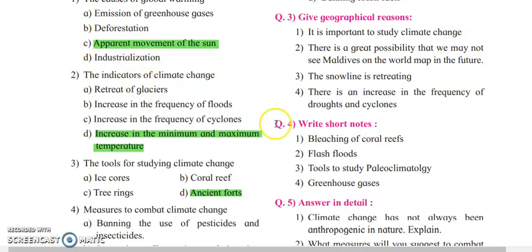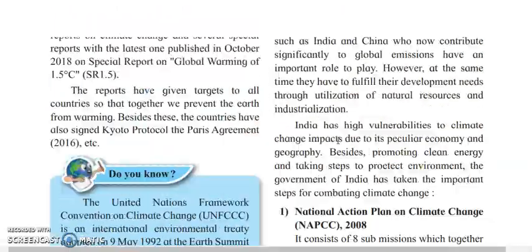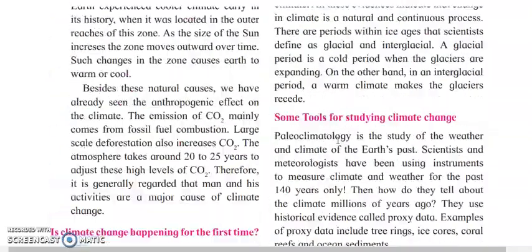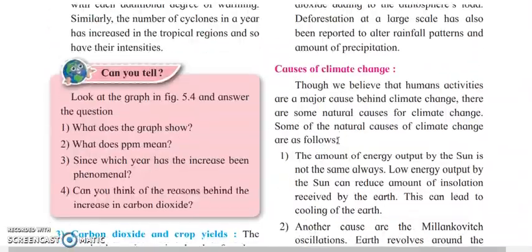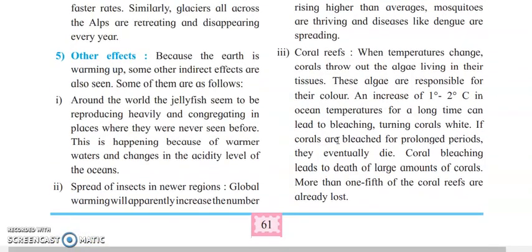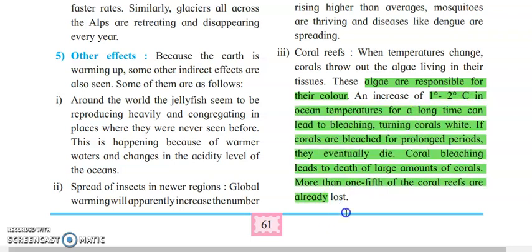Next, question number 4, write short notes on bleaching of coral reefs. As in the paragraph, we have a paragraph in the book, it talks about the coral reefs. Coral reef को जो colors मिलते हैं वो पूरे जो colors है वो algae के वजह से मिलते हैं. And when the temperature of water starts warming up, तो algae क्या करते हैं, वो coral reef को छोड़ देते हैं. Okay, they stop staying on the reefs. Okay, तो उसकी वजह से क्या होता है कि those coral reefs start becoming white.